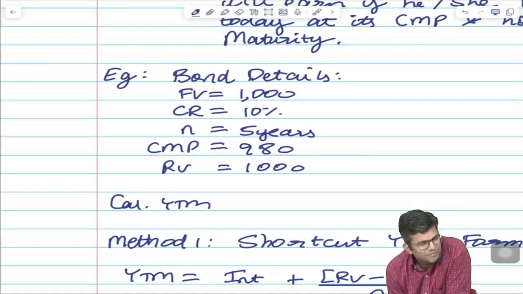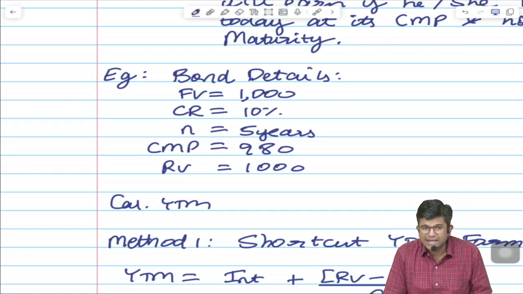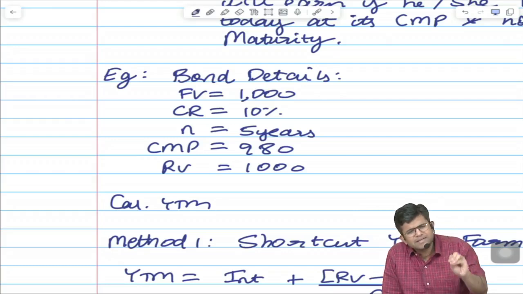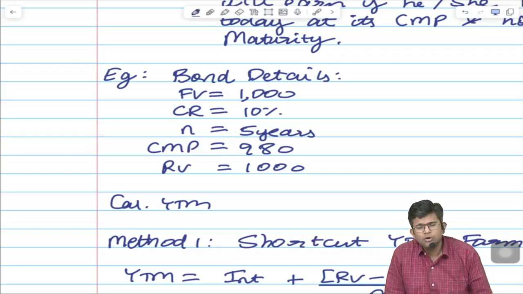The fact that the price here is rupees 980 means that buyers and sellers are agreeing at 980. That means buyers are willing to buy this particular bond at rupees 980. If the buyers would have said no, we are ready to pay a maximum of 950, then do you realize the price had to be 950?